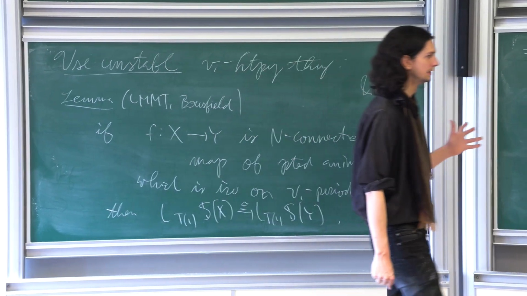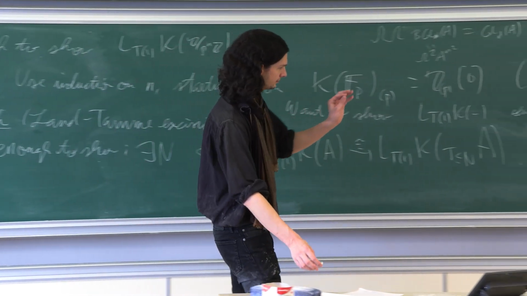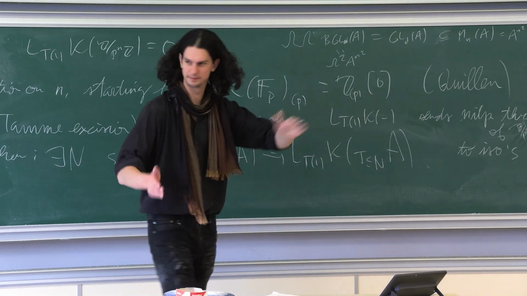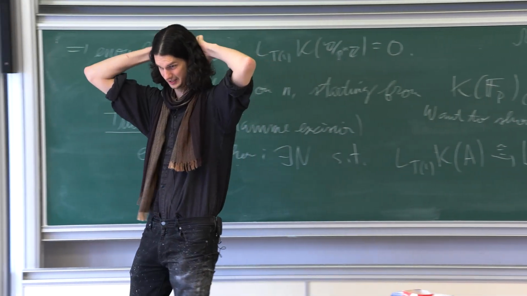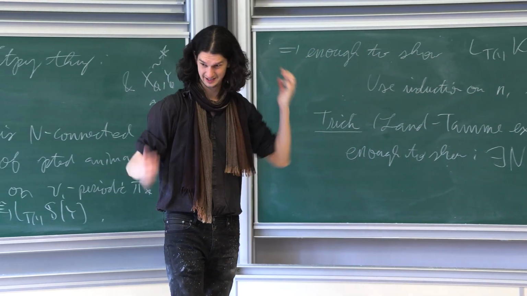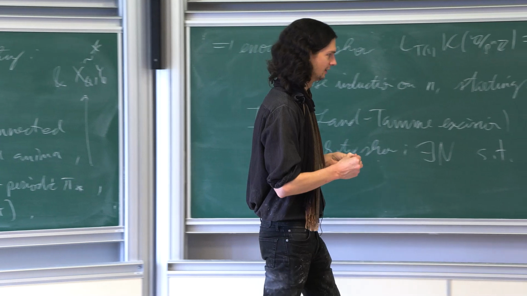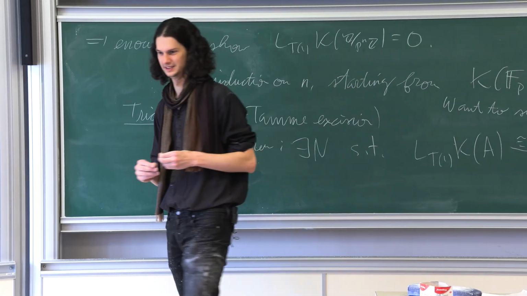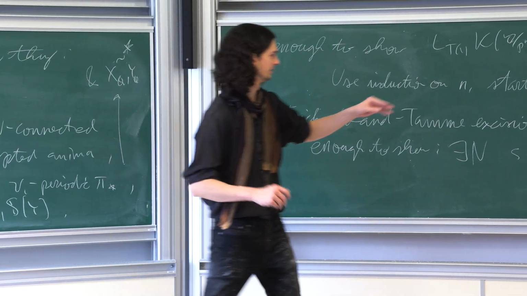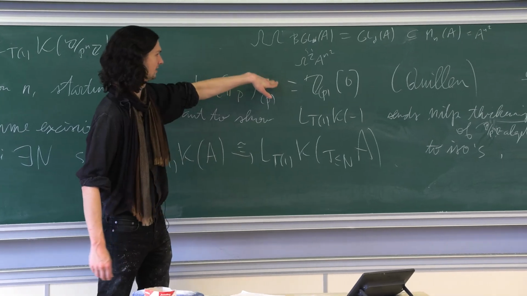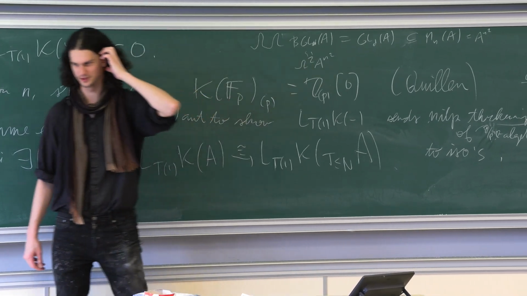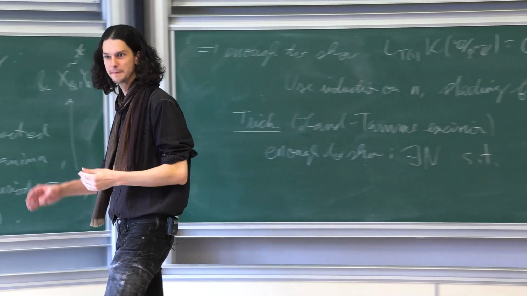Okay, so A is what? A is a connective ring spectrum over Z. I mean, that part is not relevant for this part of the argument, but for then concluding that there's no V1 periodic homotopy, it becomes relevant.